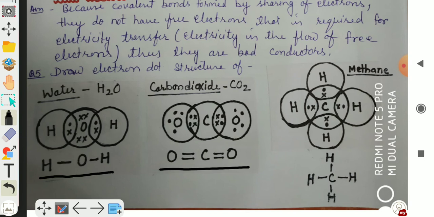In methane, the formula is CH4, meaning 1 carbon atom and 4 hydrogen atoms. Carbon atom contains 4 electrons in its outermost orbit, while hydrogen atom has 1 electron in its outermost orbit. They share one electron each and form four single covalent bonds like this.